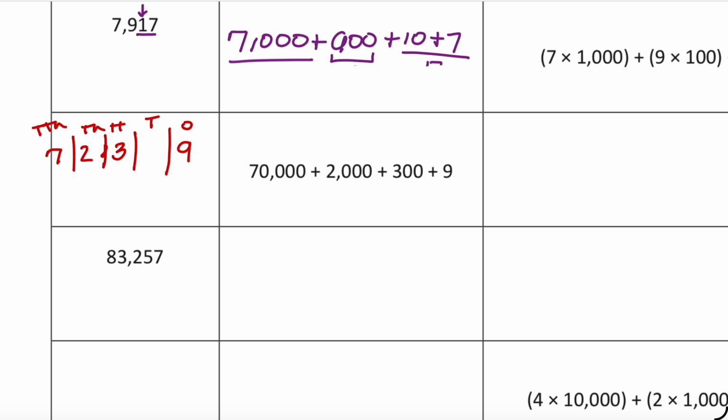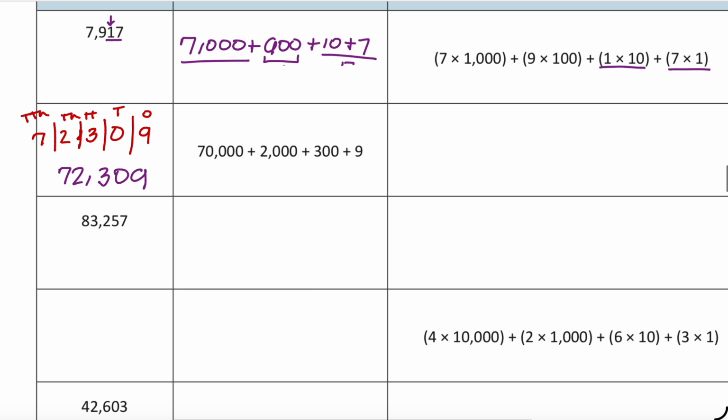What do you notice is missing? The tens. So this means we're going to write 0 here. Now we can write our number. This is 72,309. Alrighty. Now we can write this in expanded notation.